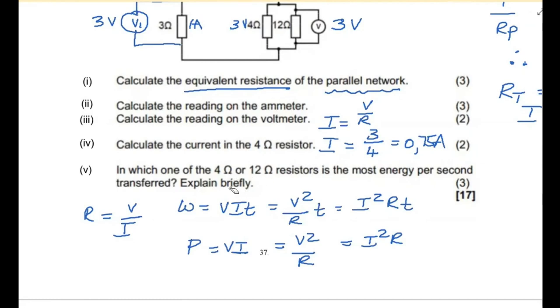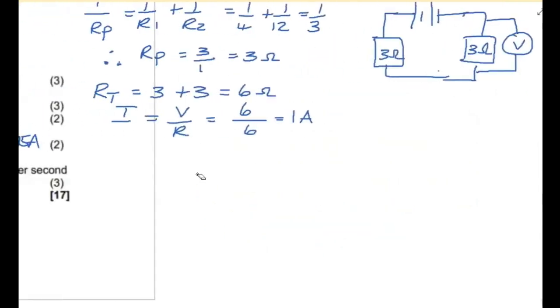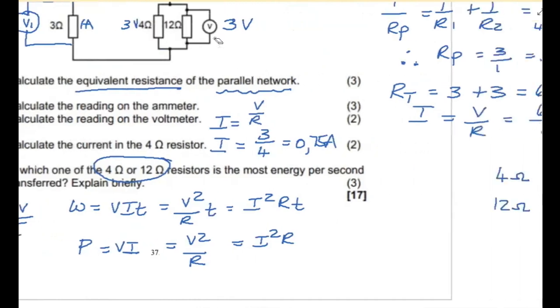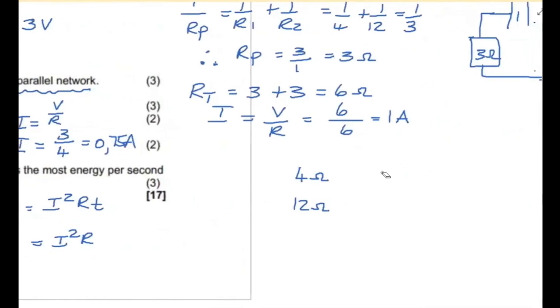So if they're asking which of them has the most energy per second, then essentially I've got to look at using a formula, either VI, V squared over R, or I squared R, that's going to compare these two resistors. So I'm just going to go across here and say, okay, I've got a 4 ohm resistor and I've got a 12 ohm resistor. I always suggest, grade 11s, that you choose a formula where something is the same. And what is the same for these two is the V. You don't have to, but it does make life easier.